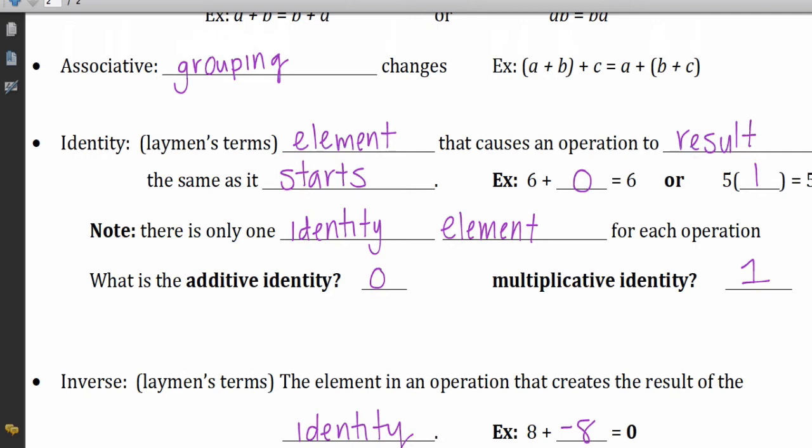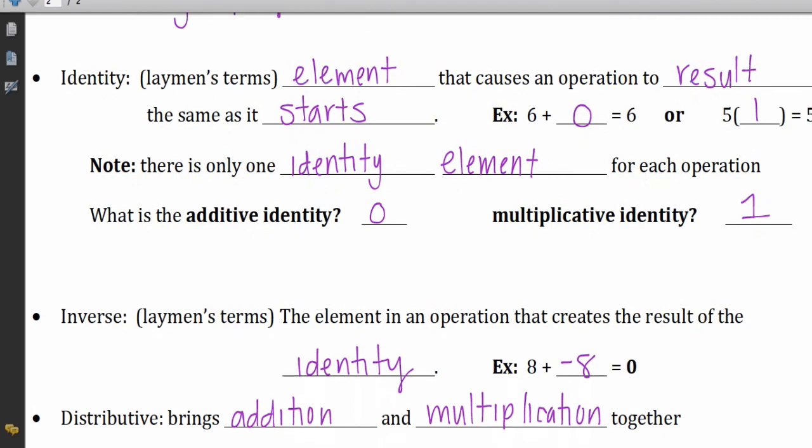In multiplication, if I have 4 and I need to multiply by something to get 1, I would multiply by the reciprocal. So 4 times 1 over 4 would be 1. So to get the inverse for addition, we add the opposite. To get the inverse for multiplication, we multiply by the reciprocal.